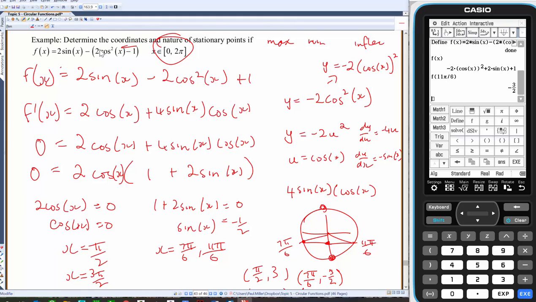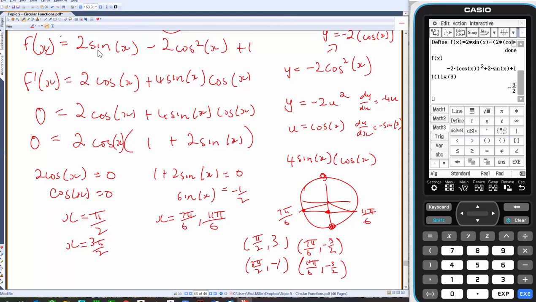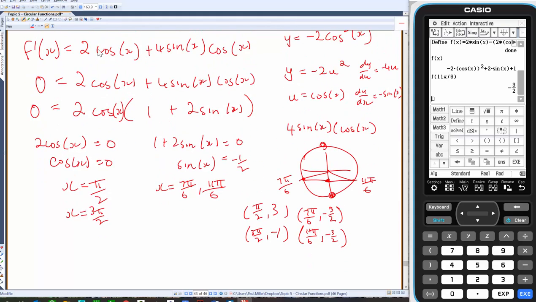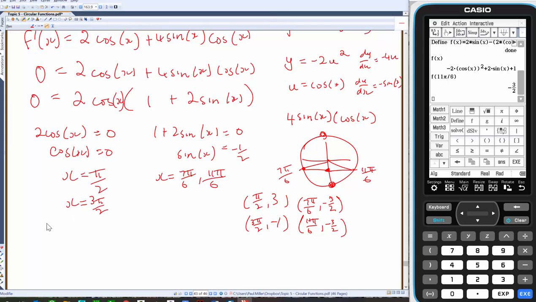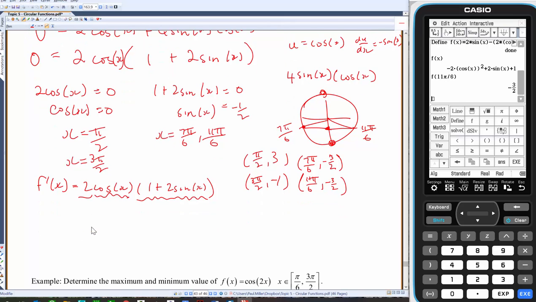So here's a good strategy to use when we're trying to work out the nature of these points, and I'm not allowed to use my calculator. So what I'm going to do is go to f dash x, and I'm going to think about this version of f dash x. I'm going to rewrite it now. f dash x equals 2 cosine x times 1 plus 2 sine x. The way I'm going to think about this is one function being multiplied by another function. So why don't I sketch both individual functions and see where this goes?